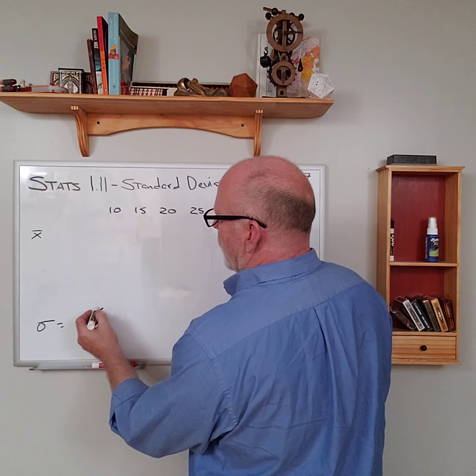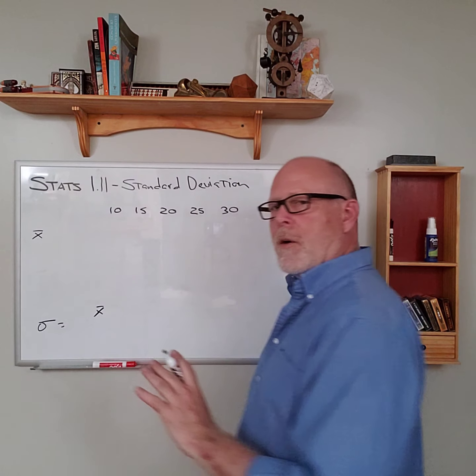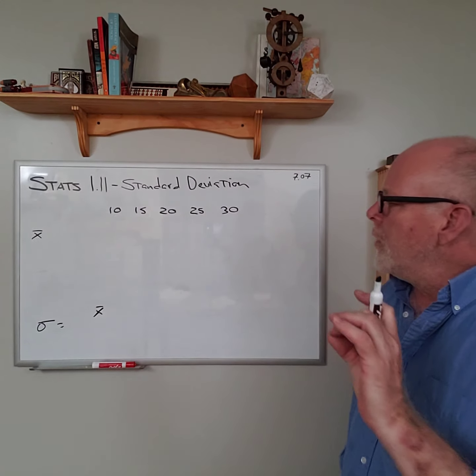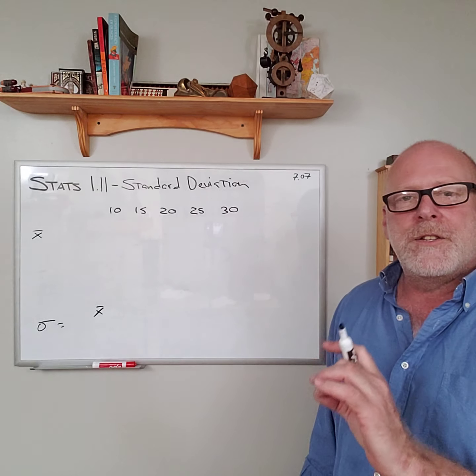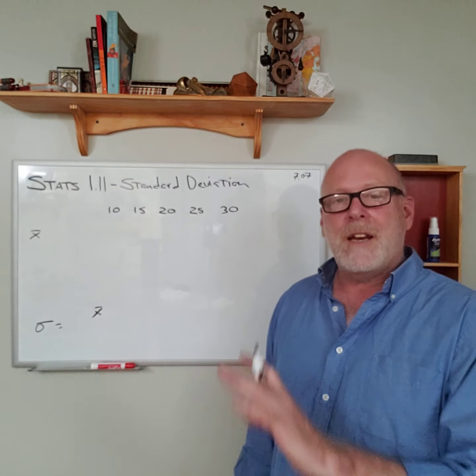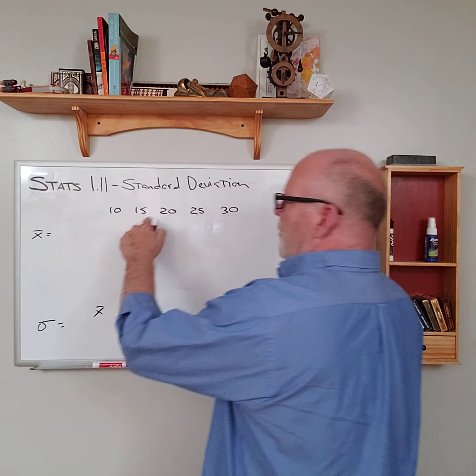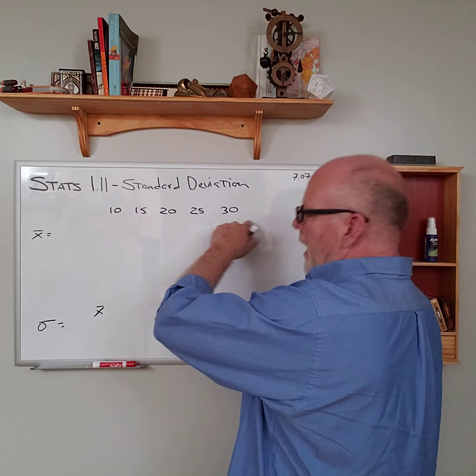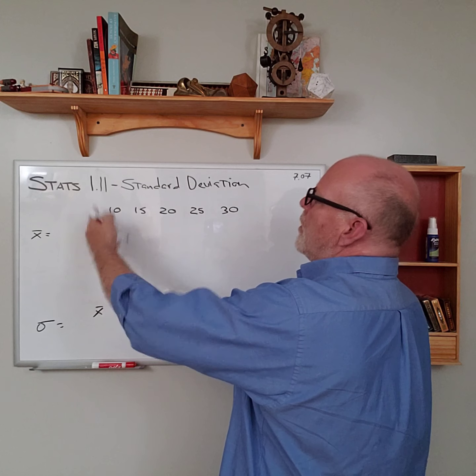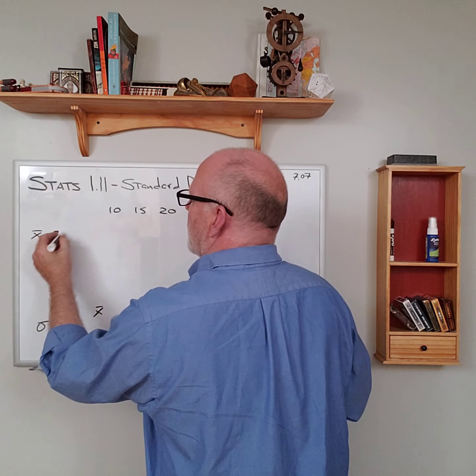And I'm going to start building a formula down here. We'll talk about what it means as we go. X bar is the symbol for the mean of a population. So our X bar here, it's pretty obvious that's going to be 20, right? We add these together, we get 100. Divide by 5, we get 20.